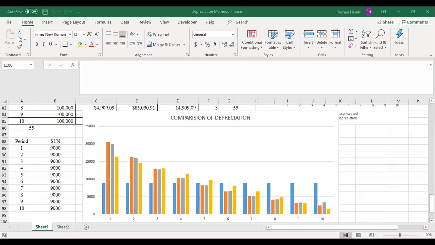So just to show you. Another two methods are there. Yes, I'm just trying to show the manual one. So let me go to the financial functions and depreciation method. Let me share my screen now.